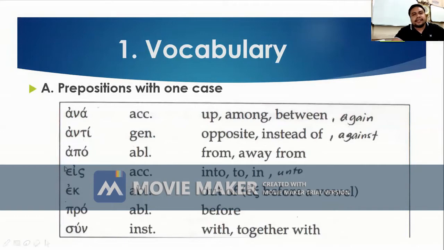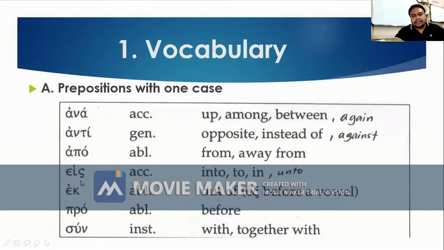The next word is anti. It is in the genitive form. It means opposite, instead of, or against. For example, anti-Christ, anti-abortion. So, against. Let's read again. Anti: opposite, instead of, against. The next word is apo. It is in the ablative form and it means from or away from. So apo is away from.